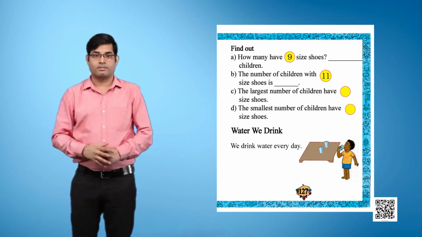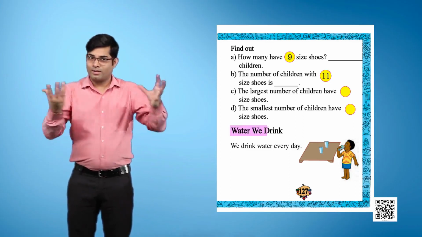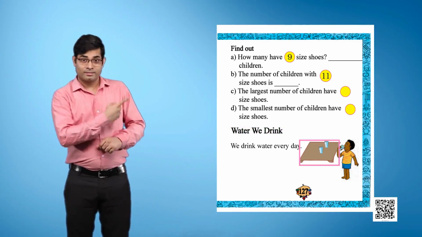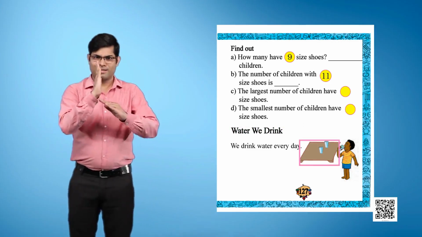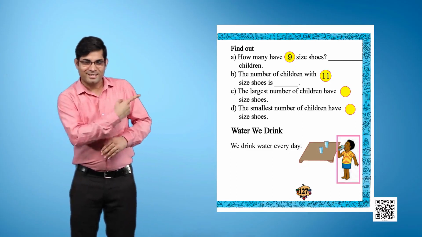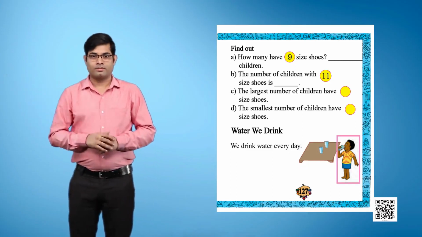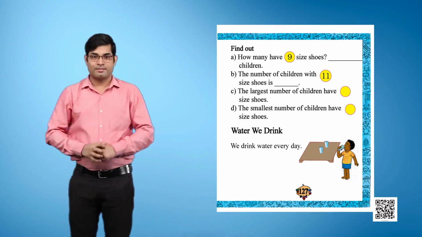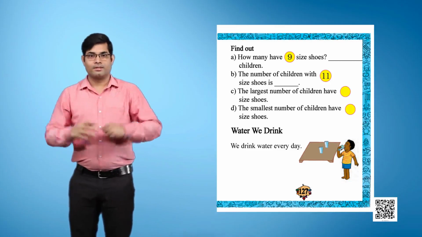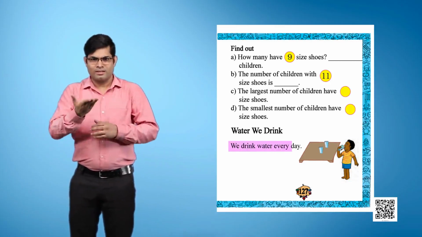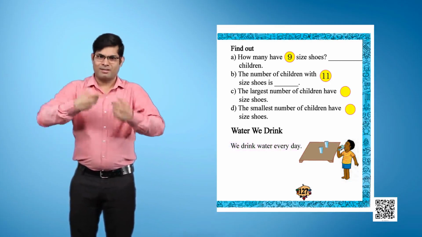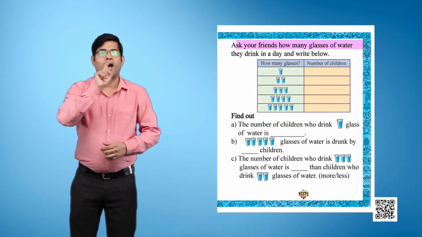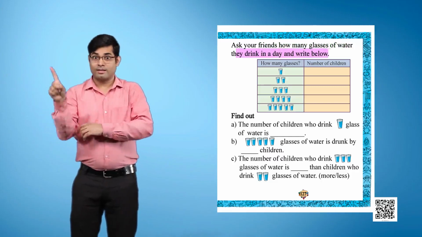Part 2. Water we drink. Picture 1 on the right side of the title shows 2 glasses of water on the table, and a boy standing next to the table is drinking water from a glass held in his hands. Activity. We drink water every day. Ask your friends how many glasses of water they drink in a day and write below.